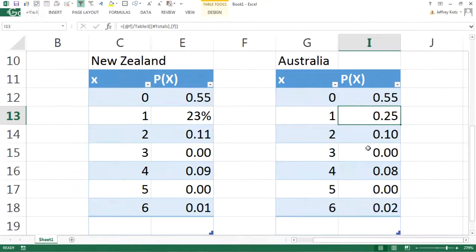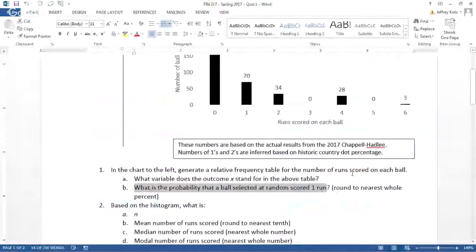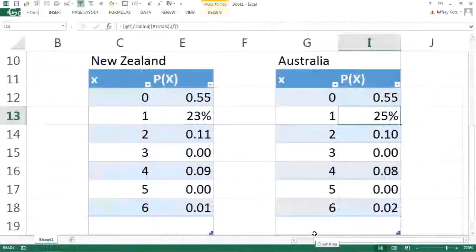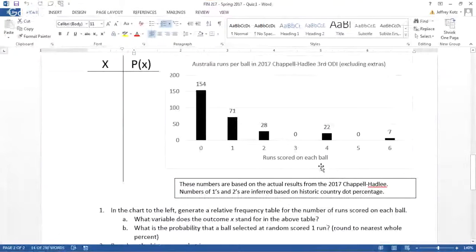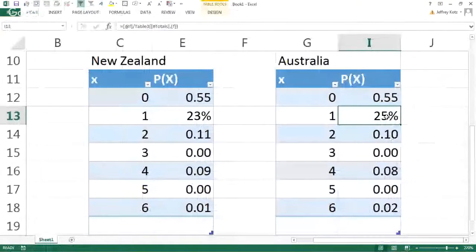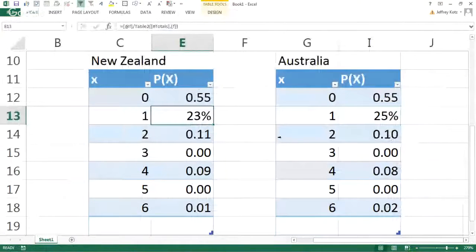And Australia scored 1 run about 25% of the time. So you can see basically from these 2 shapes, this one or this one, they have roughly the same shape and roughly the same numbers. So you'd imagine they would have roughly the same relative proportions. But if you have New Zealand, it's 23%. If you have Australia, it's 25%.